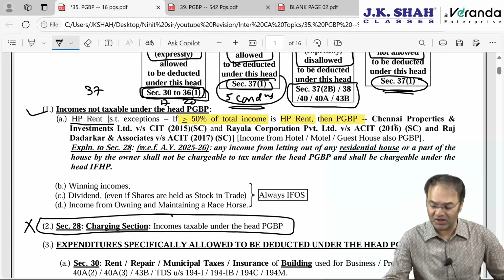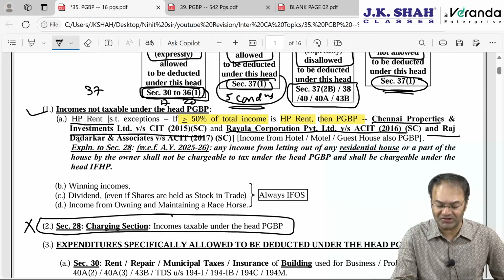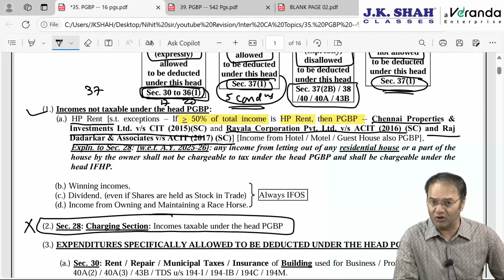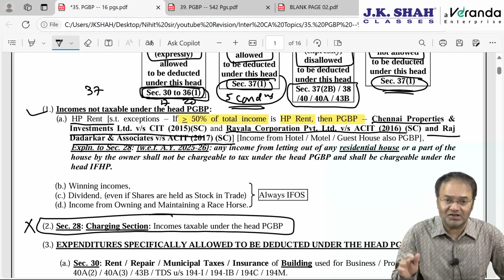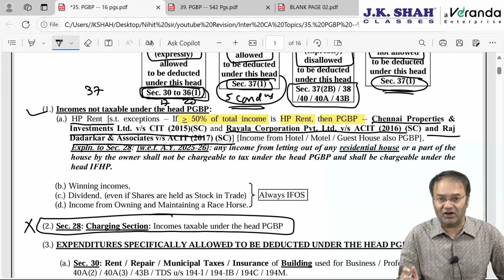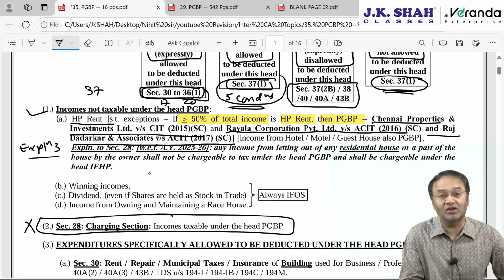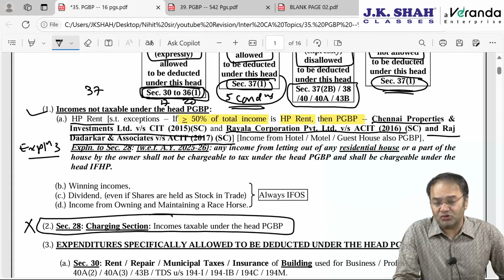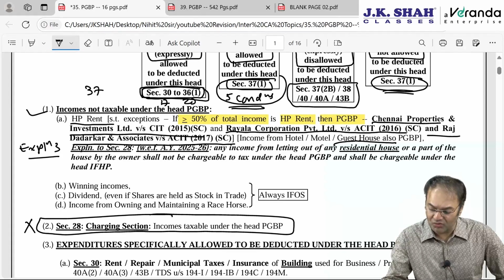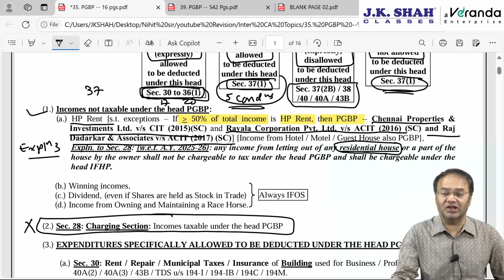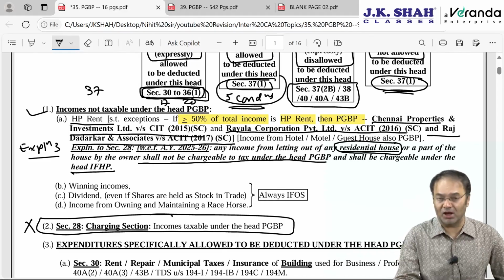The 3 case laws are Chennai Properties and Investment, Supreme Court 2015, Raila Corporation 2016 and Raj Dadarkar and Associates 2017, all 3 Supreme Court decisions. However, these Supreme Court decisions were all reversed by Nirmala Sitharamanji in the current budget for AY 25-26. From AY 25-26 onwards, Explanation 3 has been inserted to section 28, the charging section, stating that house property rental income, if it is a residential house, not a commercial house, will always be taxable under the head IFHP, not under the head PGBP, come what may.